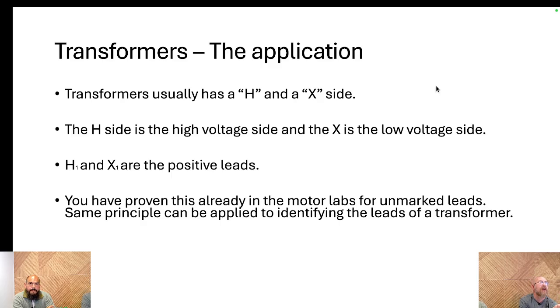And so that way, if you wanted to make it a step up, you would hook up your power to the X side, and then you would get a higher voltage out of your H side, because you have more windings. And your H side would then be your secondary. If you wanted to step down, you would hook power up to the H side. Flip it around. There you go. So that's what we've got.